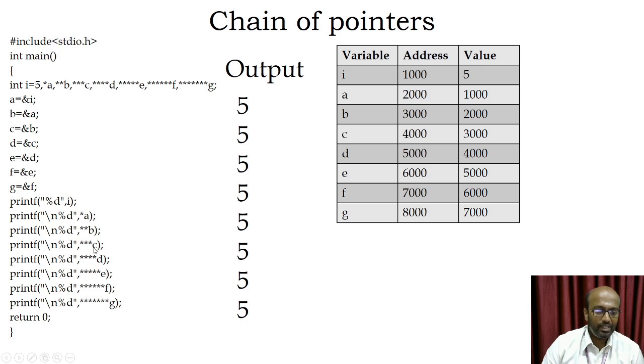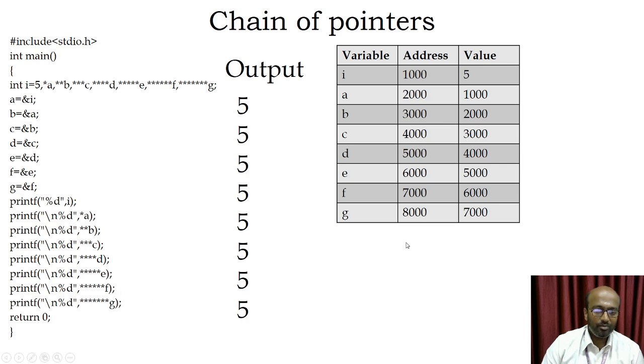Next, we have 3 asterisk symbols and C. The value of C is 3000. So the value at 3000 is 2000 and the value at 2000 is 1000 and the value at 1000 is 5. So it continues and all the values will be printed as 5.